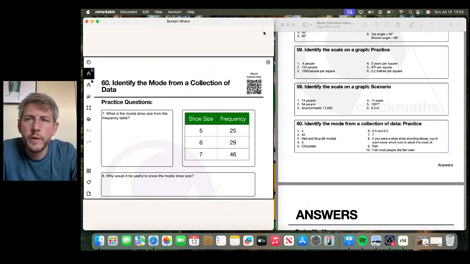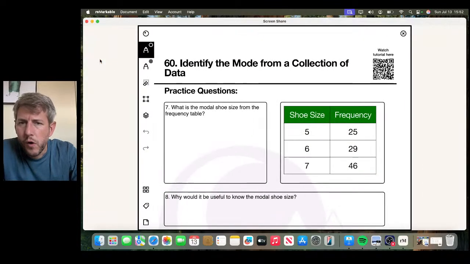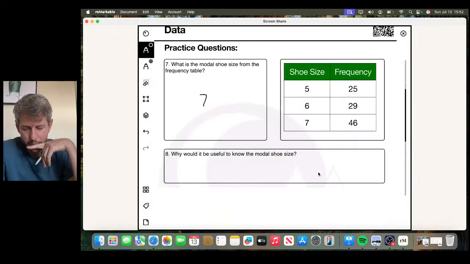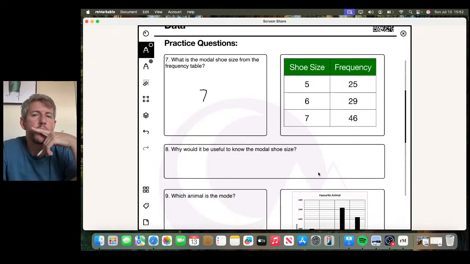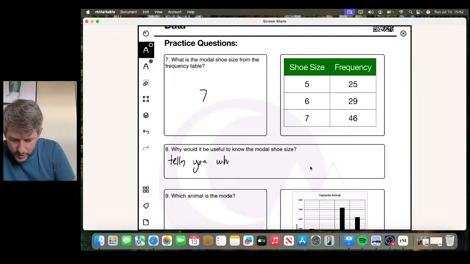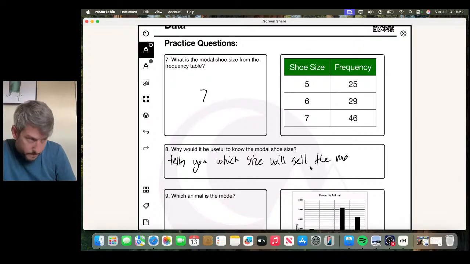Okay, so here we go. What is the modal shoe size from the frequency table? So that's going to be the shoe size with the highest frequency. So it is 7. It's quite a big box for that question there. But why would it be useful to know the modal shoe size? It tells you which size will sell the most. Okay.